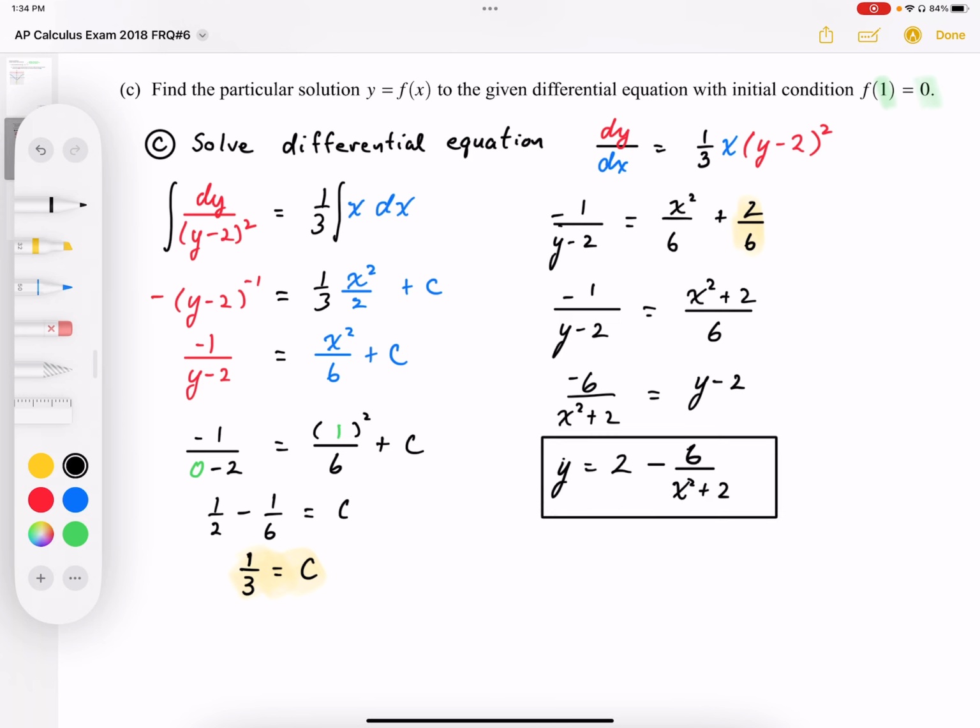The marks are going to be for separation of variables, finding the antiderivative, calculating a constant, and then rearranging that equation for y.